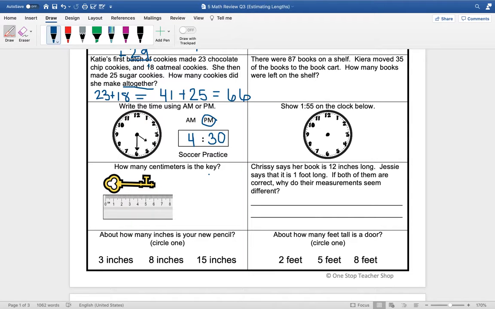How many centimeters is the key? Okay, we are going to start working on measurement today. So you'll look at some more measurement things for the next week or two. But if you look, this is centimeters. And if we come down, it measures about 6. And for centimeters, you would put cm.